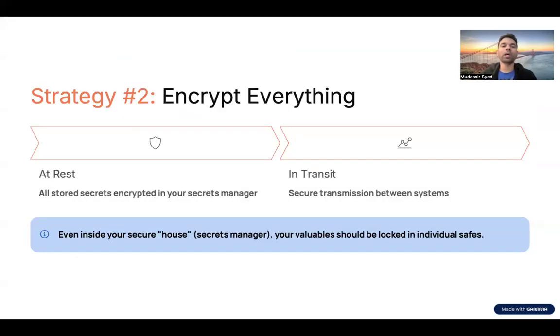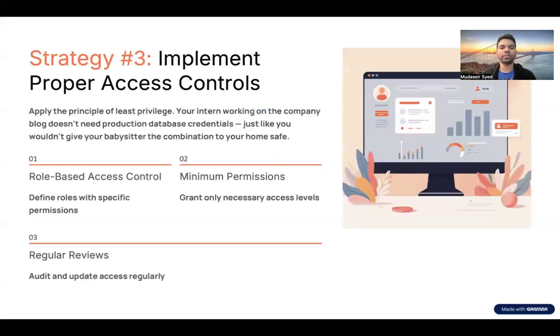Strategy number two is encrypt your secrets, either when you store them or when you put them in transit, you're sharing it with someone. Make sure that you are encrypting them in both forms. So this is like an example. Even inside your secure house, your valuables should be locked in individual safes, and that is the idea that you have to apply here. And strategy number three is implement proper access controls.